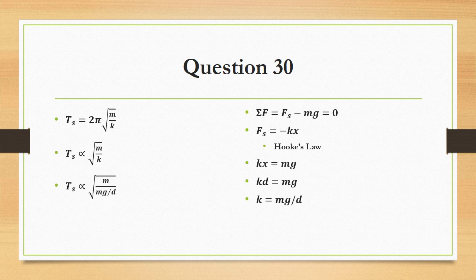So we end up with an m over an m. Those are going to cancel. And then we get 1 over g over d. And that, using a little fractional math, gives us a proportionality of the square root of d over g. And that is answer choice A.